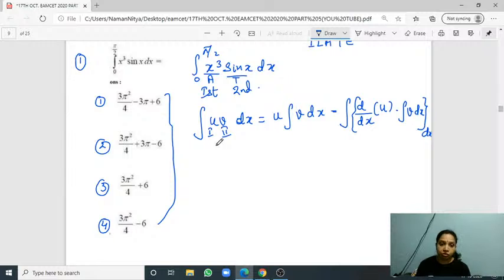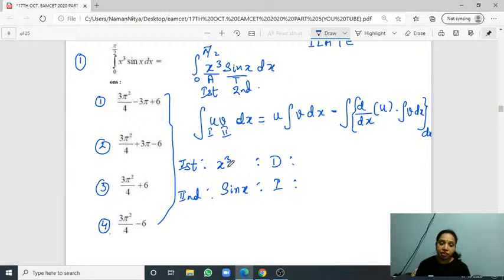Okay, so what is the shortcut way? Whatever the first function we will keep, just write in this way, first function. So what is the first function in this case? It is x cube. And what is the second function? Sine x. So the first function we are going to differentiate. I am just writing D for differentiation, and the second function I will integrate. This is the rule we are going to follow to do this question.